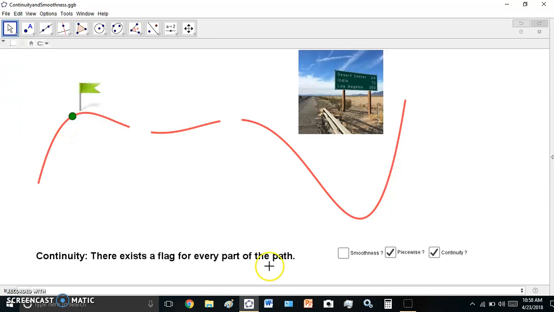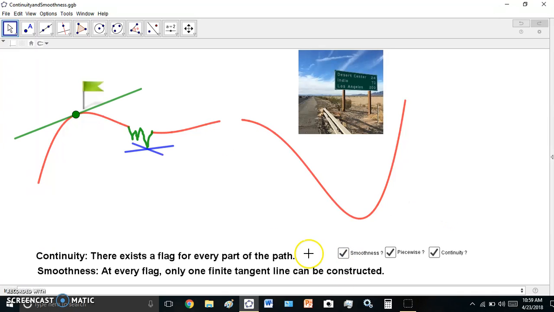In fact, by definition, a function has one rule, not more than one rule. And so continuity really is the fact that there exists a flag for every part of the path. Okay, you can't remove those flags. They're always there. But the idiots in mainstream academics do stupid things like removing those flags. So that makes absolutely zero sense. The next thing I'd like to talk about is smoothness.